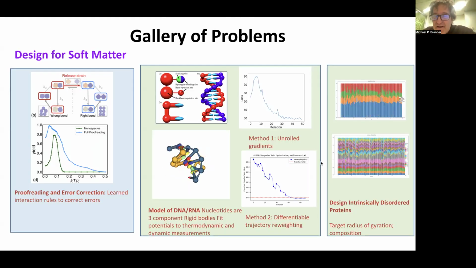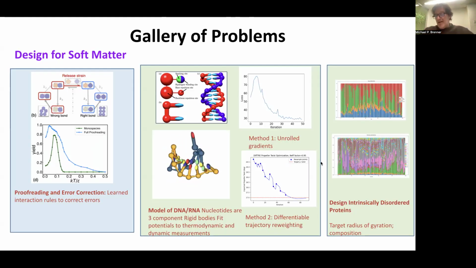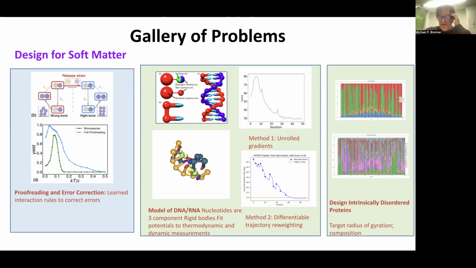So that's a nutshell of the types of problems that we've been working on. They go from molecular dynamics with various applications to PDEs.